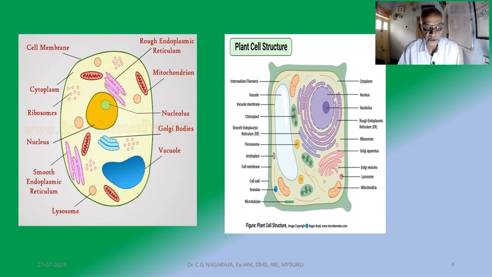Animals and plants differ in the basic function because animals depend upon plants for food and plants prepare the food from the sunlight. So this is one basic universal difference that you should know.